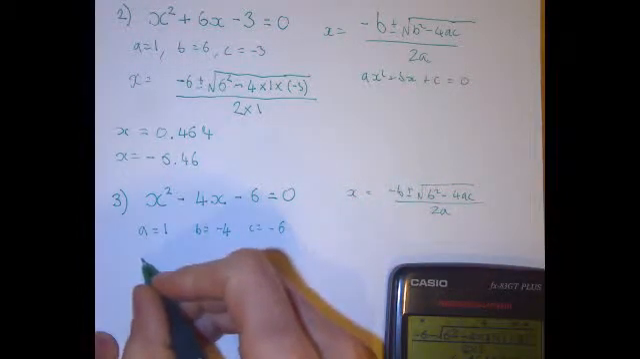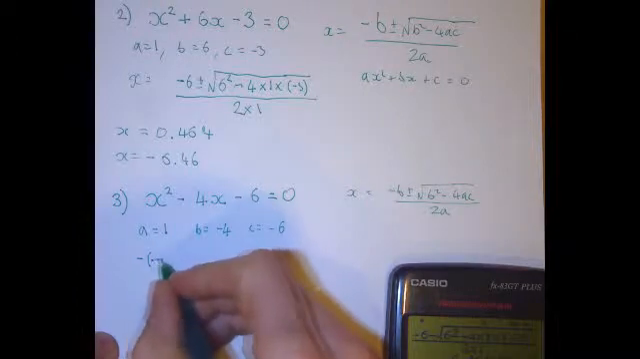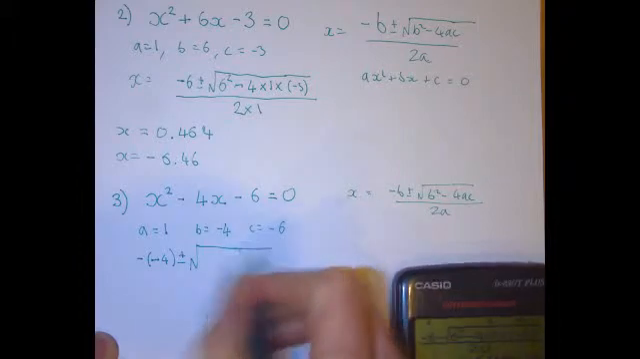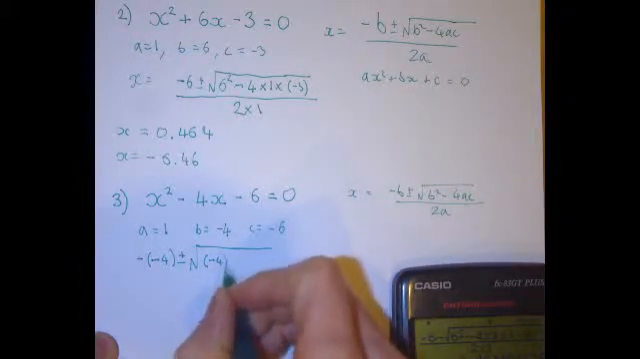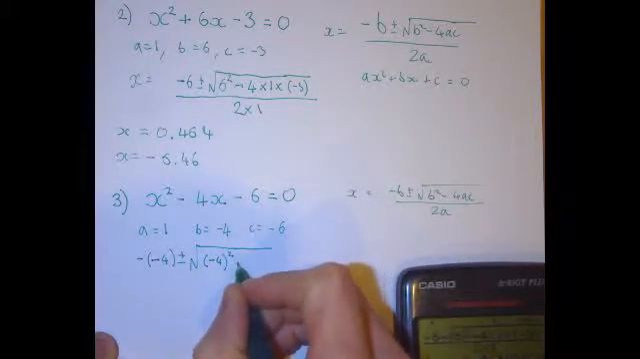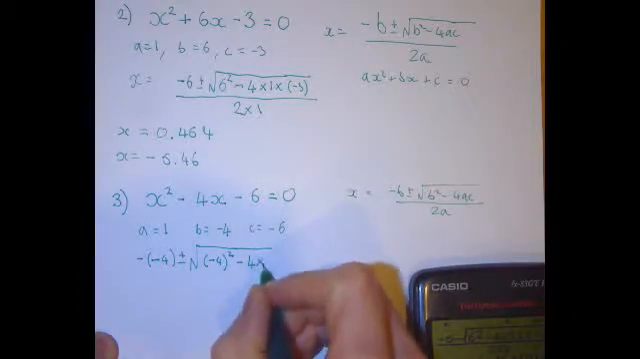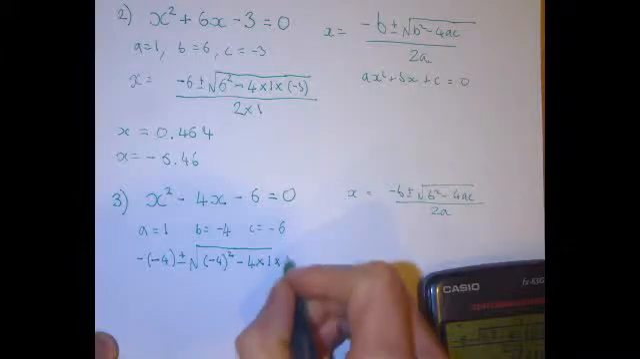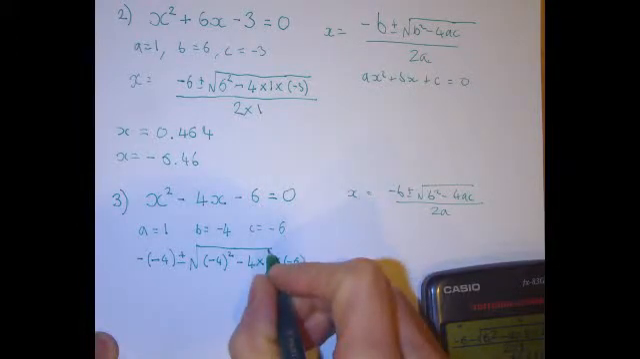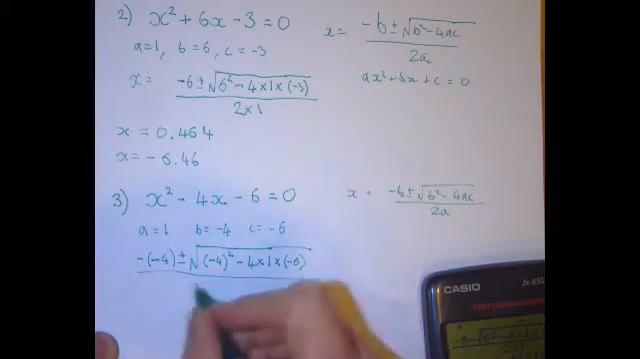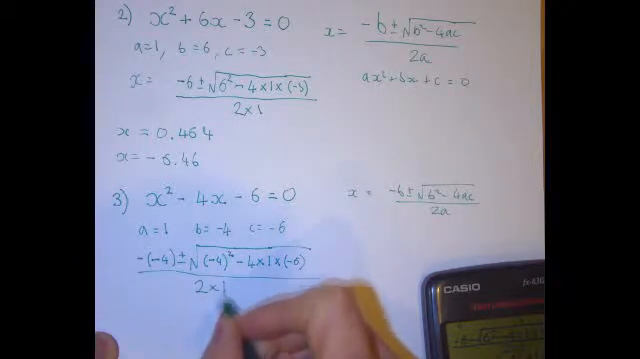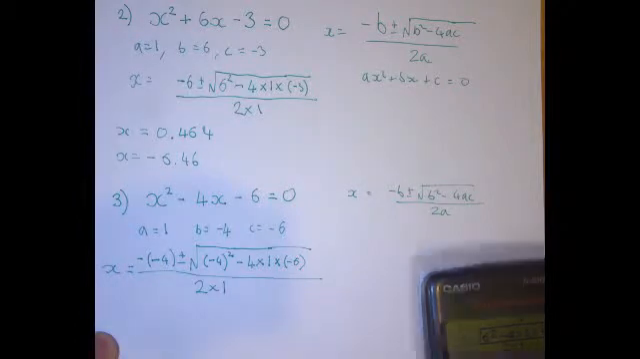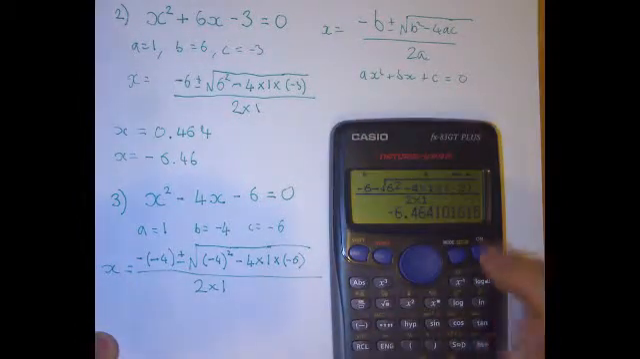Minus b, so it's minus negative 4, plus or minus the square root of negative 4 squared minus 4 times a, 1, times c, negative 6, and all of that is divided by 2 times 1, and that is what our solution will be, x equals. Let's go type that in the calculator. We're going to need a bit of care here.